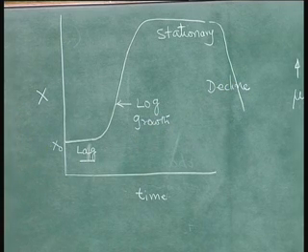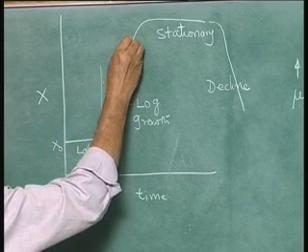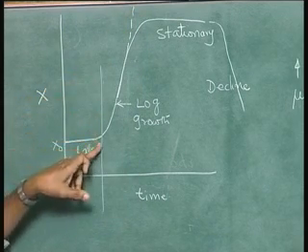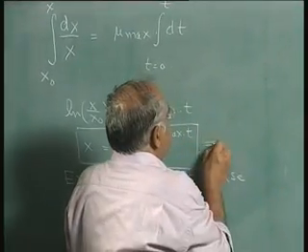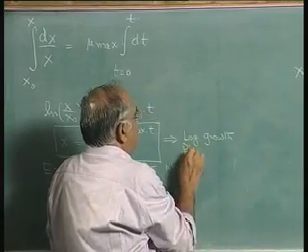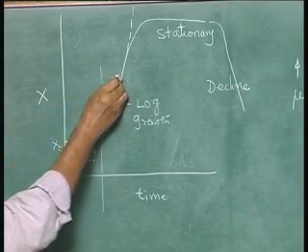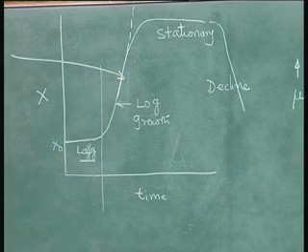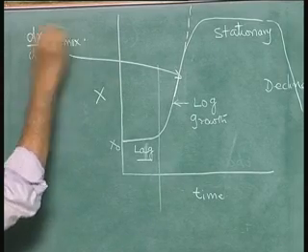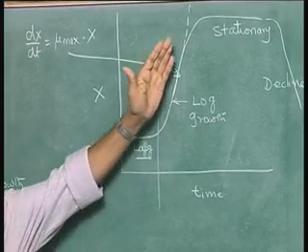I just want to reiterate that. So this is the equation. Whatever I have written, this solution or the equation, is for this particular phase, the log growth phase. In the log growth phase, I have substrate unlimited. That means this particular curve can be represented by the equation dx by dt equals mu max into x. This is the log growth phase.